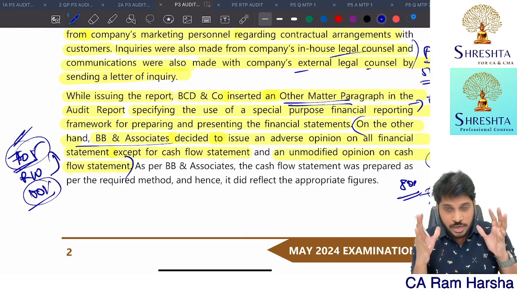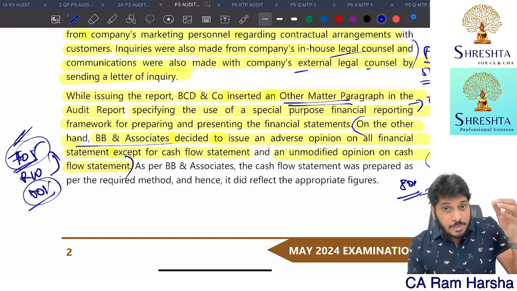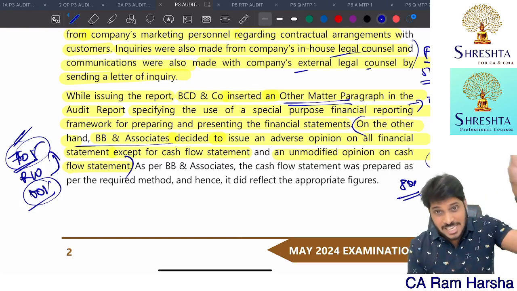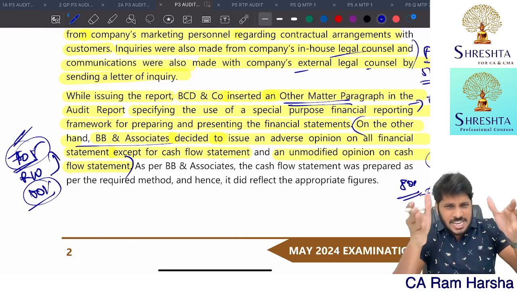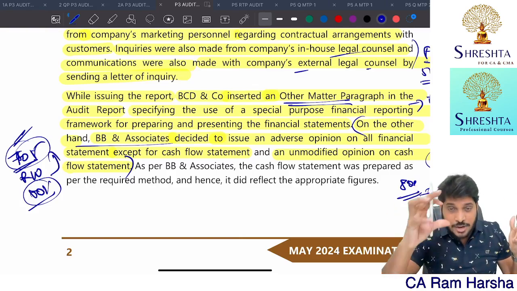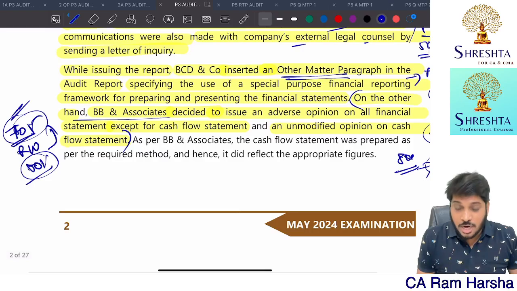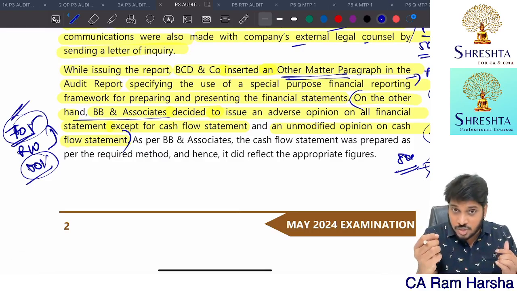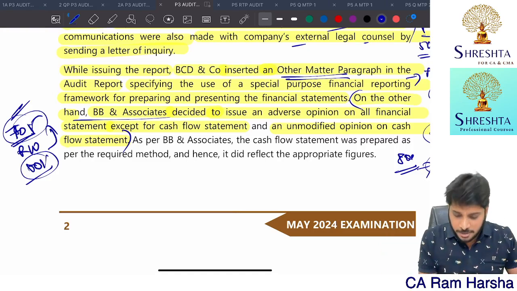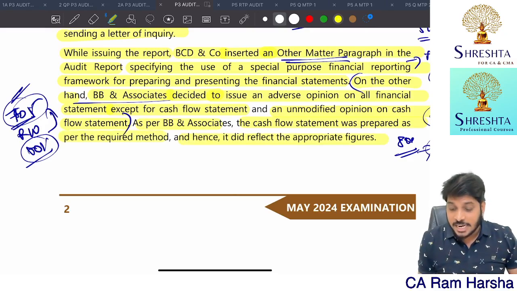If an auditor who is doing an audit of a complete set of financial statements is providing an audit report which contains an adverse opinion or disclaimer of opinion, there should not be an unmodified opinion on a single financial statement or a specific element or account of the same financial statements on which you are giving this audit report. In a single audit report, if you are giving an adverse opinion, there should not be an unmodified opinion on a single financial statement or a specific element or account. It's prohibited. So here, the auditor wants to give an adverse opinion on the entire financials, but on a single financial statement, the cash flow, he wants to give an unqualified opinion, which is not permitted. As per BB Associates, the cash flow statement was prepared as per the required method, and hence it reflects the appropriate figures.